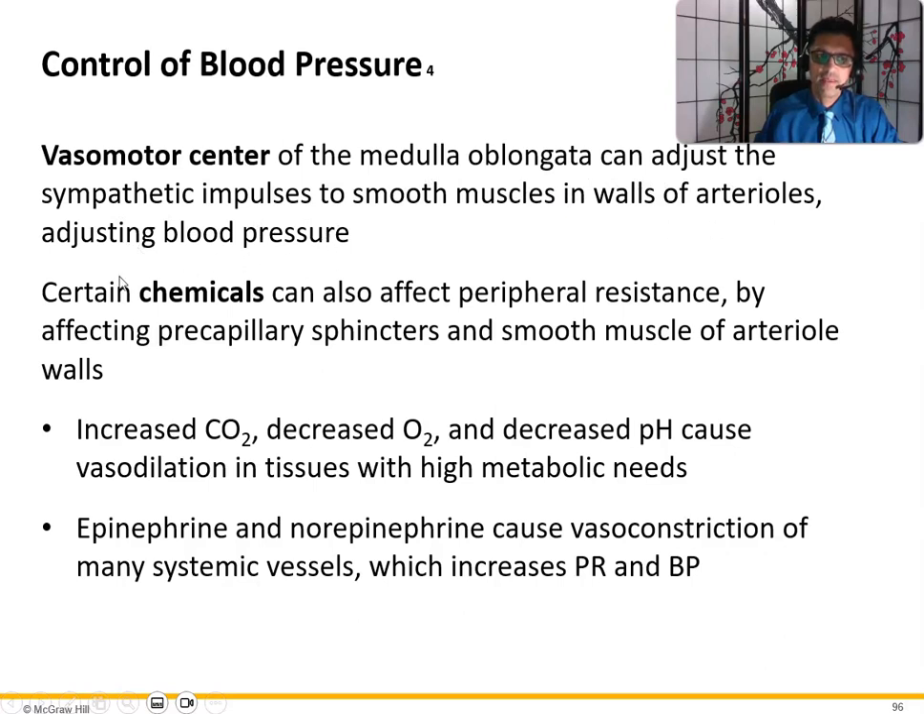blood pressure. Certain chemicals can also affect peripheral resistance by affecting precapillary sphincters and smooth muscles overall. So increased carbon dioxide, decreased oxygen, and decreased pH will cause vasodilation in the tissues with high metabolic needs. Epinephrine and norepinephrine can cause vasoconstriction of many systemic vessels, which will increase peripheral resistance and blood pressure.